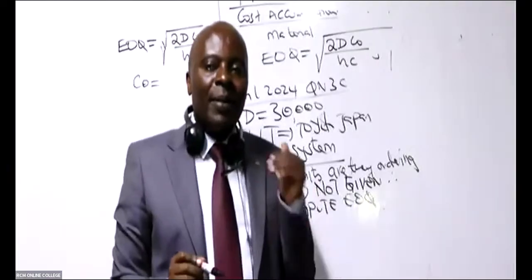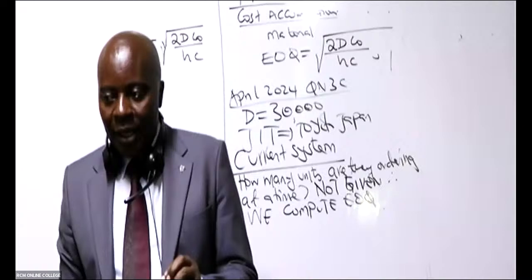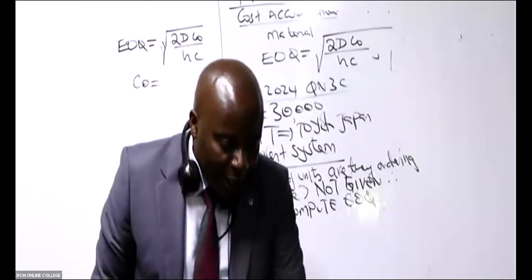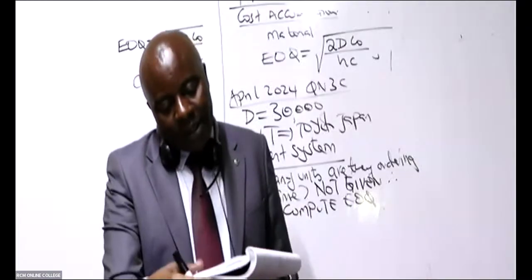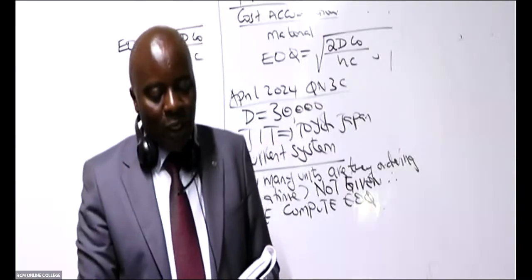For the current system, has this been given? What is the cost of ordering? It is 80,000. There is nothing we are multiplying, isn't it? We are told ordering cost per order.